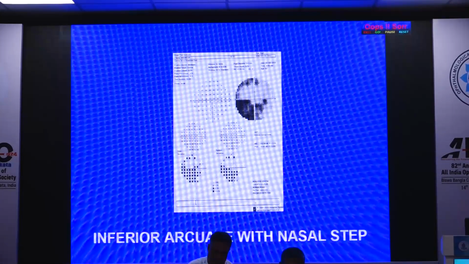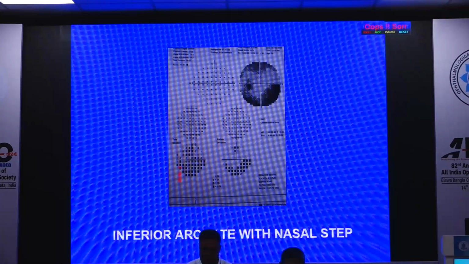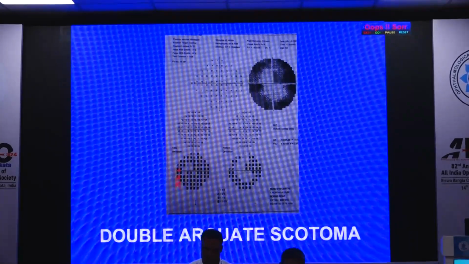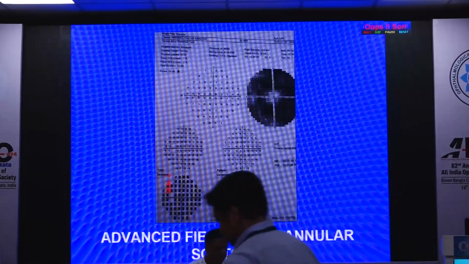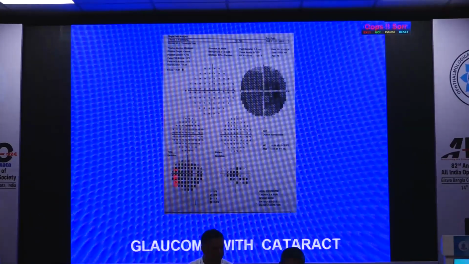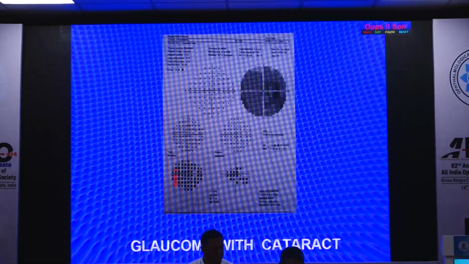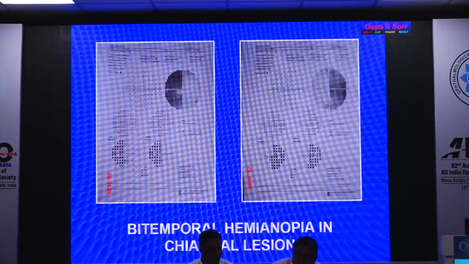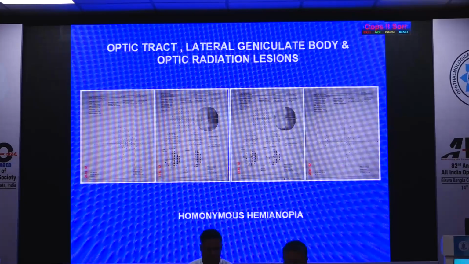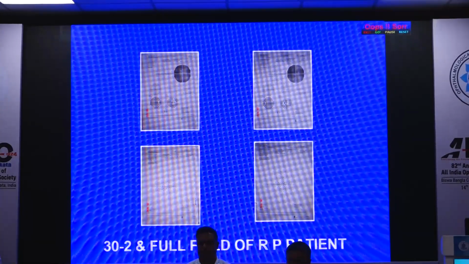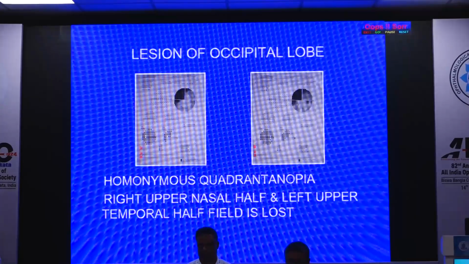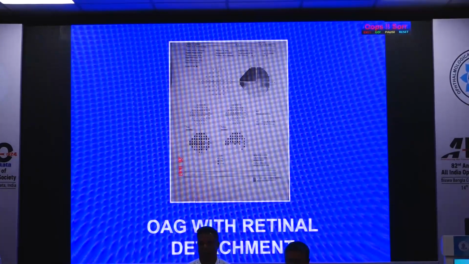So these are just examples: inferior arcuate with a nasal step, inferior arcuate with a nasal step, double arcuate, advanced glaucoma with an annular scotoma, advanced field loss, annular scotoma again, and a glaucoma with a cataract field loss is seen like this. This is a bitemporal hemianopic field, the neurological fields which you can see, the homonymous hemianopic field. This is an RP patient of 30-2 and full field, just a pattern.